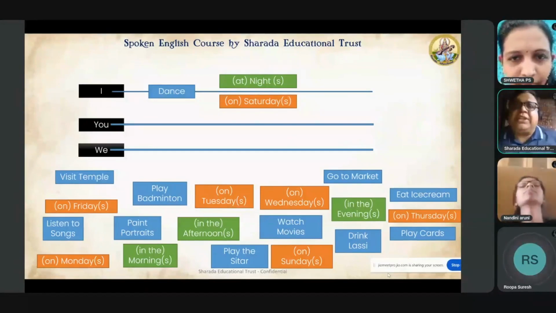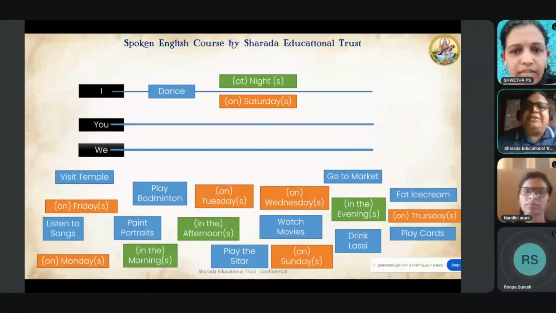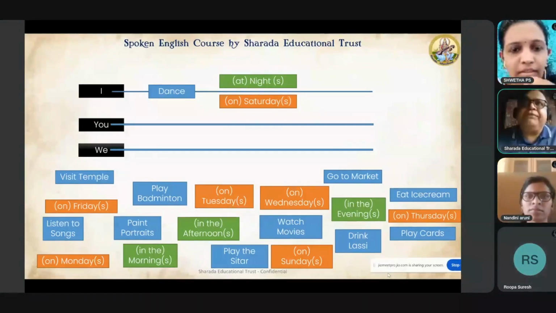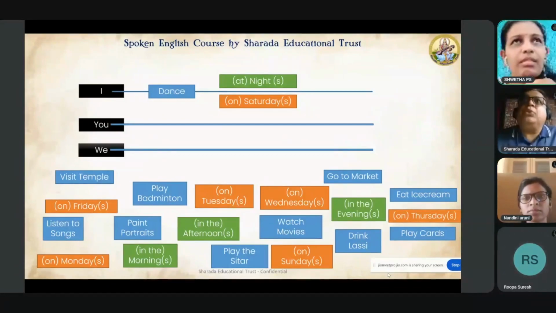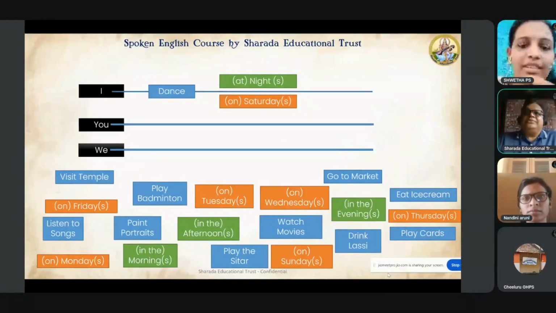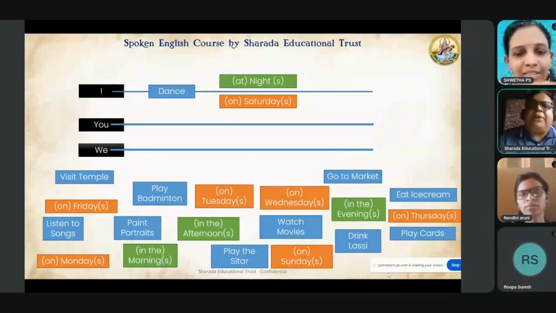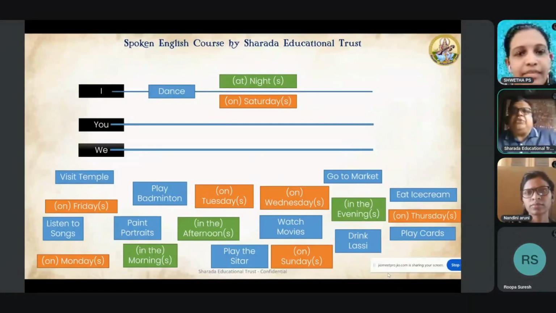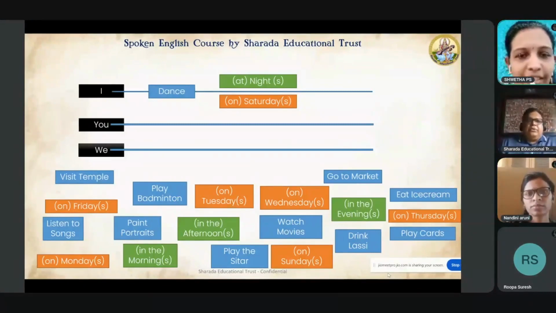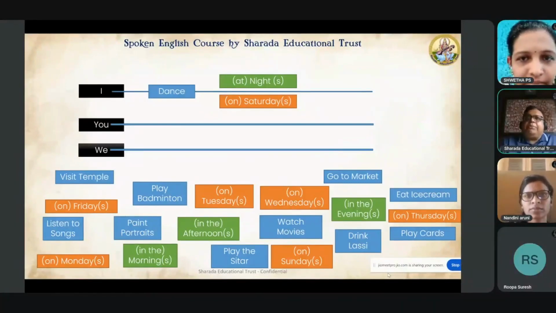These are what, Shweta? Night, Saturday. What is that called? Part of speech. Nouns, yes, sir. Saturday is a proper noun, by the way. So night, Saturday. You have to form a sentence. Start with you, Shweta. Sir, I paint portraits on Sundays. Excellent. So every Sunday you paint, right? That's what you mean here. Correct. Next.